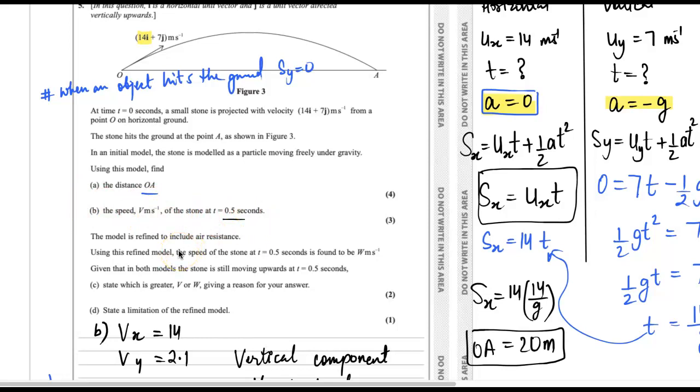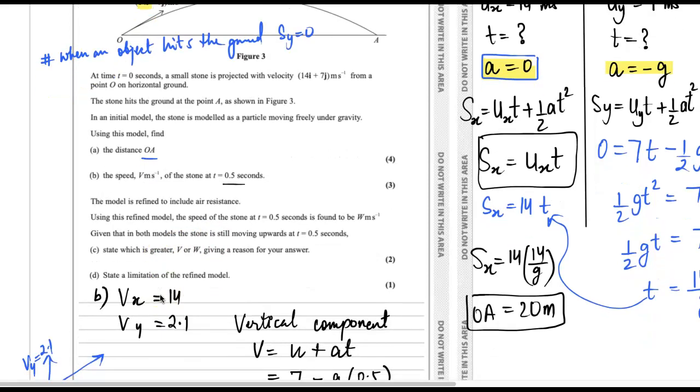Now the model is refined to include air resistance. Initially there was no air resistance, now there is. Using this refined model, the speed of the stone at 0.5 seconds is found to be W meters per second. Given that in both models the stone is still moving upwards at t is 0.5 seconds, state which is greater. We have to find out which one is greater, V or W.